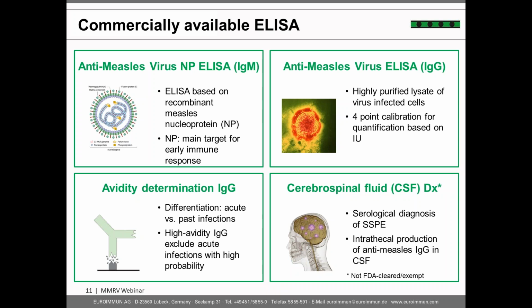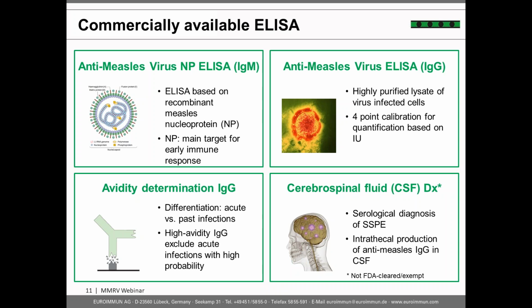From a commercial perspective, I would like to introduce a couple of ELISA concepts, knowing that for IgM and IgG testing, there is also IFA solutions available from Euroimmun. Starting with the IgM ELISA, the most prominent product is the anti-measles NP ELISA, based on the recombinantly expressed measles nucleoprotein, the major target of early immune response, hence paired with the IgM. The IgG ELISA, since there is international standards available, is calibrated as per the international unit and comes with a 4-point calibration curve that has multiple utilities.